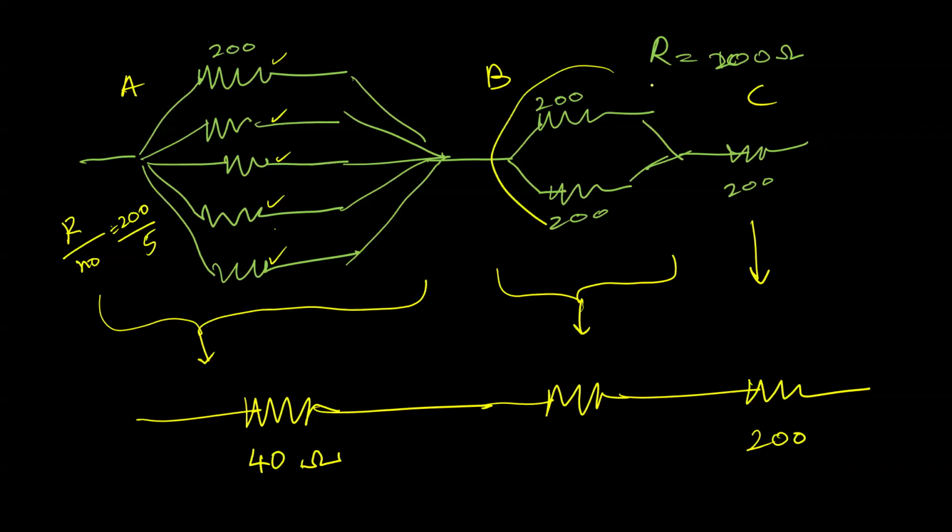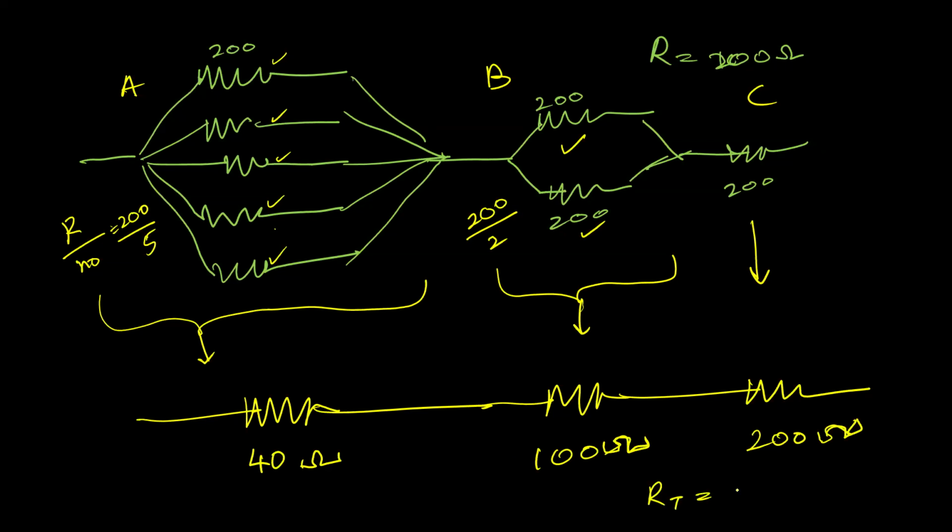Next set, this one. There are two 200 ohm resistors. So they also use the same equation separately. 200 divided by the number of resistors, 1, 2. 200 divided by 2 is 100 ohm. This one directly I can put 200. Now look at the circuit. Now they are not parallel. Now all are series. Directly I can add 40 plus 100 plus 200. Our total will be 340 ohm. Did you all understand this?